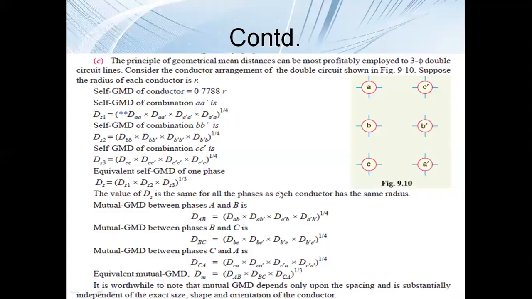So we'll see the derivation part. Now is it clear? This is written here, whatever we have discussed just now. Self GMD between combination A dash, BB dash, CC dash. So the equivalent self GMD will be the cube root of that particular thing. Mutual GMD is basically between AB, then BC, then CA, and then finally the whole combination. Okay, fine. Any doubt from this discussion? No, sir. Okay, fine.